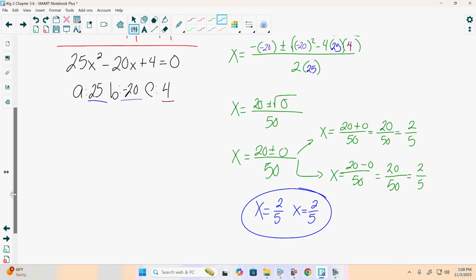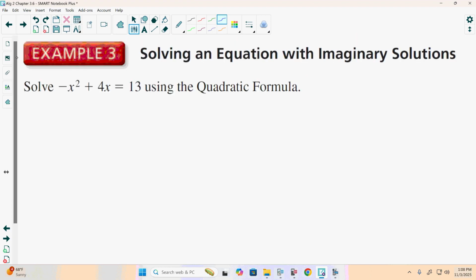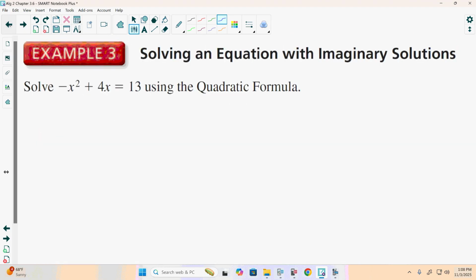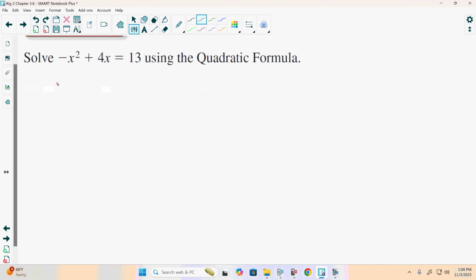Questions on this here? Questions on anything we've done so far? Last quadratic equation we're going to look at, then we're going to look at one last thing, and we're done for the day. Done with chapter 3. So for this one here, we subtract 13 over, giving us negative x squared plus 4x minus 13 is equal to 0. Now the value of a is negative 1. B is 4. C is negative 13.